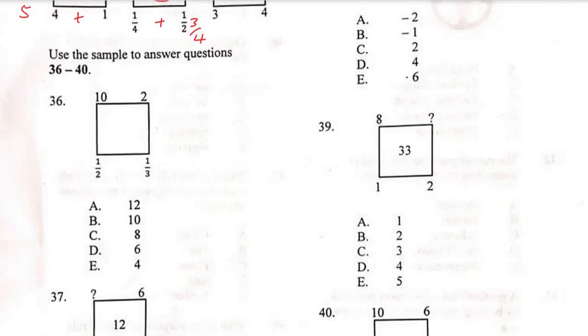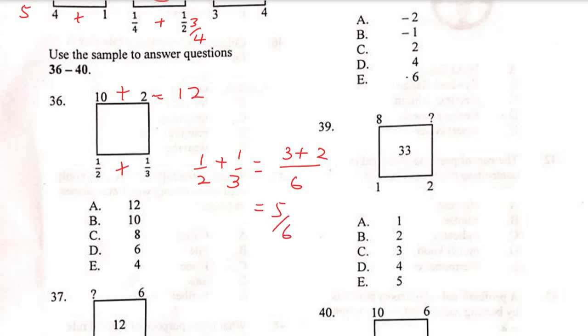Let's take a look at question 36. This plus this will give us the middle number. 10 plus 2 is 12. Here, half, 1 over 2 plus 1 over 3. The LCM is 6. 6 divided by 2 is 3. 3 times 1 is 3. Plus 6 divided by 3 is 2. 2 times 1 is 2. So that's 5 over 6. So, the product of both of them, 12 times 5 over 6. 6 into 12 is 2. 2 times 5 is 10. B is the answer.